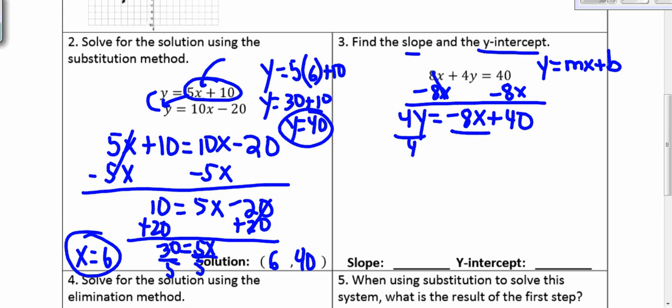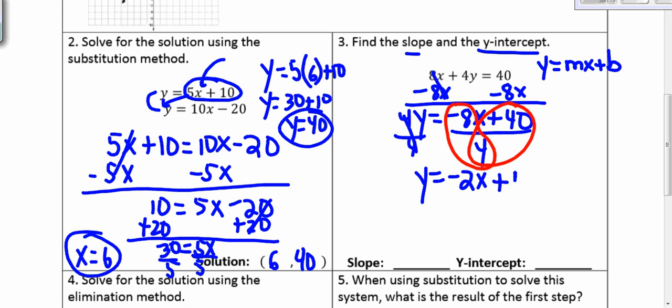Then you divide by 4 on both sides, and you get y equals negative 8 divided by 4. Negative 8 divided by 4 is negative 2. Don't forget the x is next to it, so you've got to bring that down. Then 40 divided by 4 is 10. So you have y equals negative 2x plus 10. Remember, the number before the x, the coefficient, is the slope, and the other number is the y-intercept. So the slope is negative 2, and the y-intercept is 10.